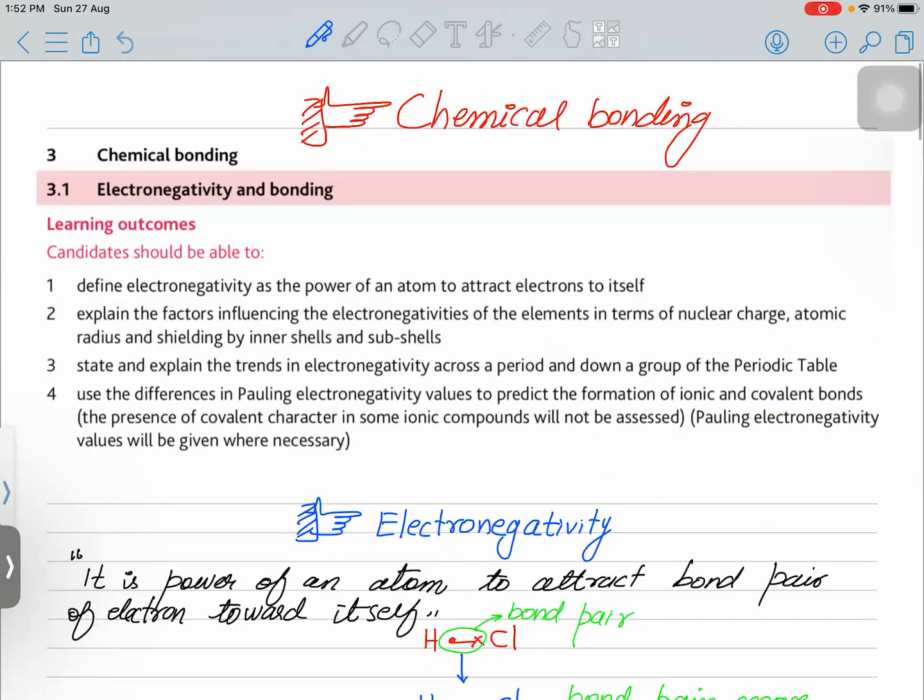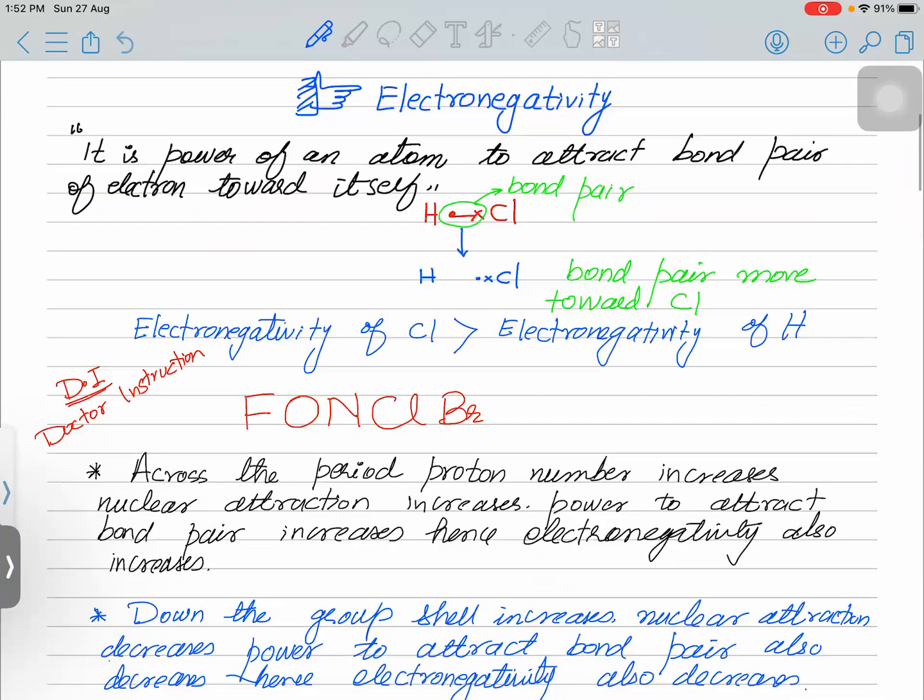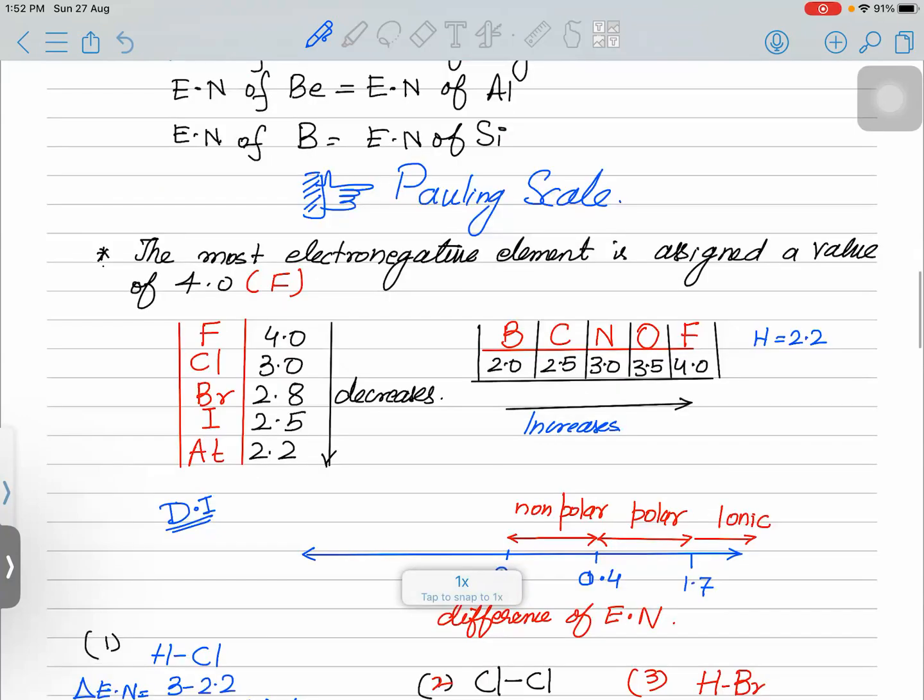Next, we have discussed what electronegativity is, and the factors on which electronegativity depends. We have also explained the trend in electronegativity across the period and down the group. We have discussed using the difference in Pauling electronegativity values to predict the formation of ionic and covalent bonds. The presence of covalent character in some ionic compounds will not be assessed. Pauling electronegativity values will be given where necessary. So we have completed the whole section. Are you getting my point or not?